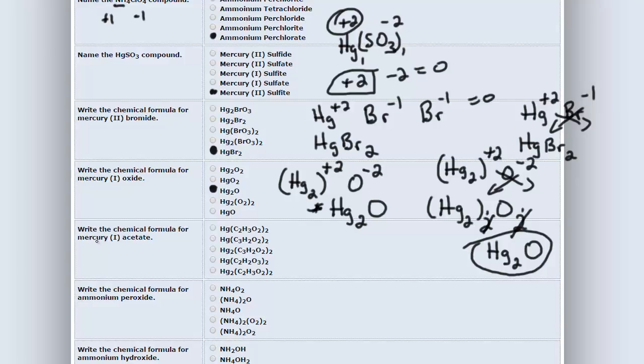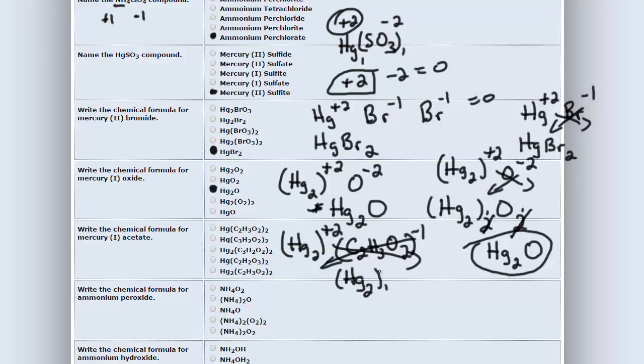Write the chemical formula for mercury 1 acetate. Mercury 1 is Hg2 with a +2 charge, and acetate is C2H3O2, and it has a -1 charge. So now we'll do that crisscross, and we're going to get Hg, and we bring the 1 down here, Hg2, and we'll bring the 1 there. Good. Now we have to bring that 2 on over, so we're going to get C2H3O2. And we have to bring that 2 down.